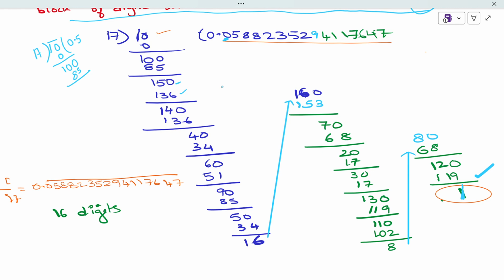So how many digits are repeating here? 16 digits are repeating. Like this, we have to do the continuation process up to where it repeats. From 0 onwards again it is repeating, so you place the bar from 0 onwards. After 16 digits it is repeating. So next we will go for the next problem.